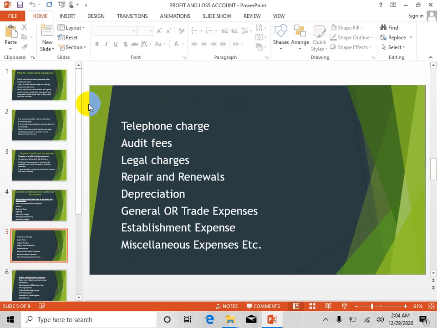Telephone charge, audit fees, legal charges, repair and renewals, depreciation. We use fixed assets in the business. After some years, we calculate the value of the fixed assets. The value of the fixed asset at the current year is going to be decreased. If we purchase a fixed asset for 5 lakhs and use it for 5 years, after 5 years we calculate the value of that machine.